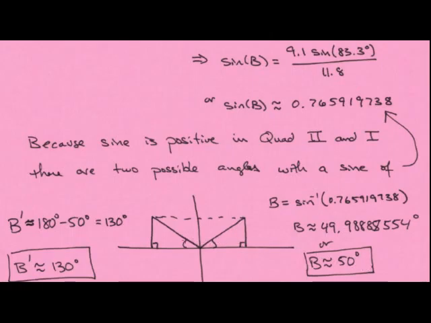This means that our second quadrant angle is going to have a value of 180 degrees minus the value of our first quadrant angle. So we end up with a second angle in quadrant 2 having a size of 130 degrees. So we've got two possible angle values that could have a sine satisfied by the information that we're given.